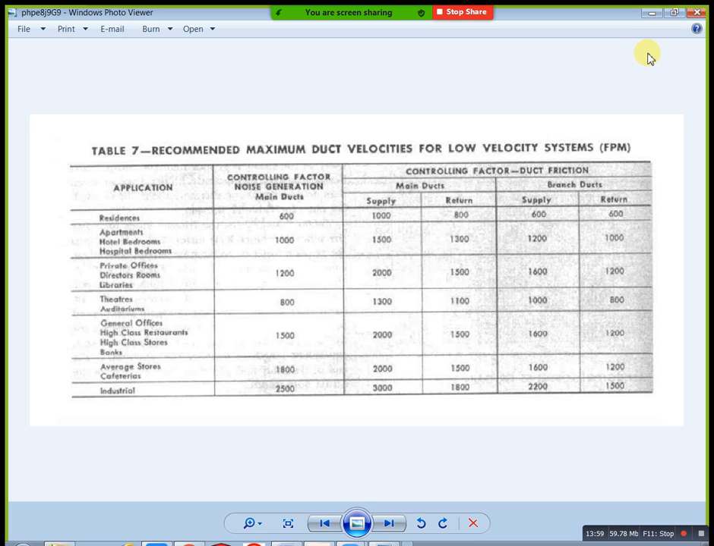Already I said this is V maximum in supply, and this is also V maximum in return. When you take your values from the sheets, you will get some velocity. You will compare and check with this velocity. Definitely you need less than this velocity. That is the purpose only. I will explain the equal friction method, then you will understand easily.